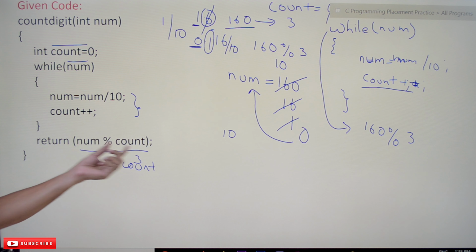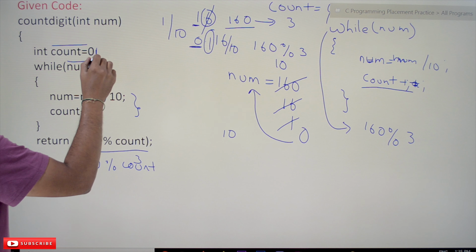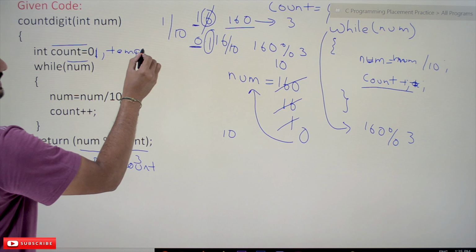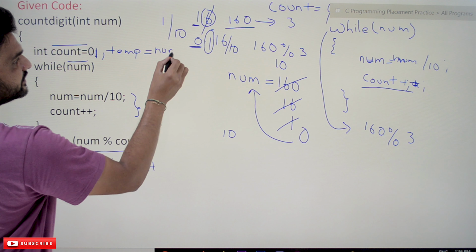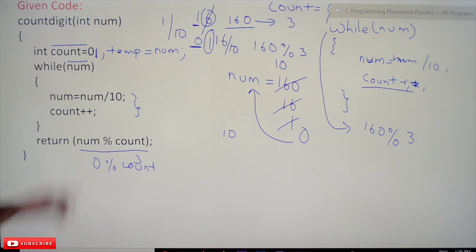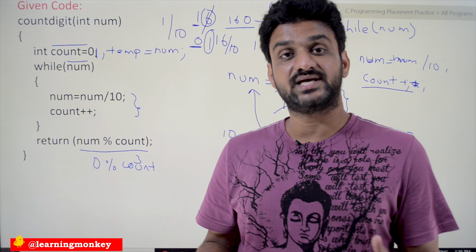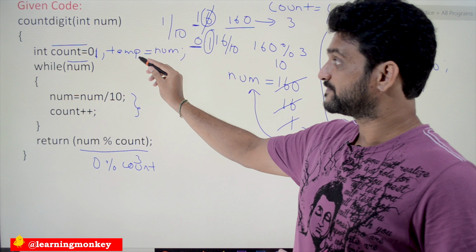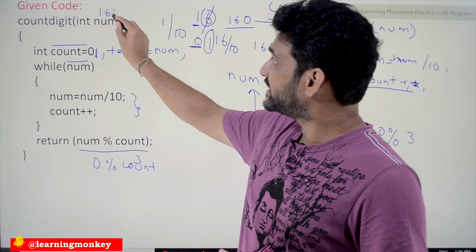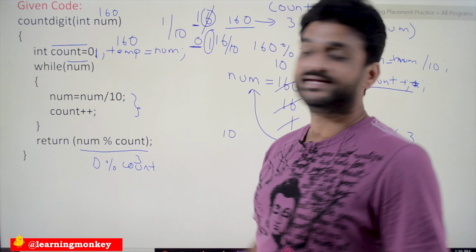So how to rectify this? We should not change this program. So how to rectify this is, here we have to take a temporary variable. A new temporary variable we will take, and this has to be assigned with num. So before doing the calculation, these are the changes that we have to make in the program. While writing the exam, we have to make these changes. Okay, temp is equal to num. So what is the value stored in num? In our case, the test case is 160. Now temp is stored with 160.